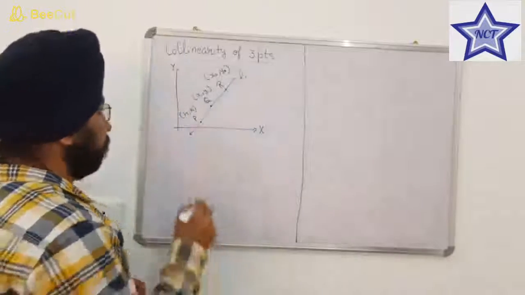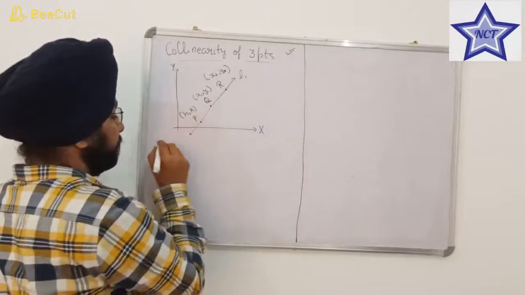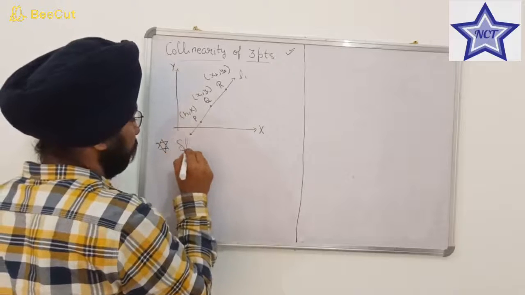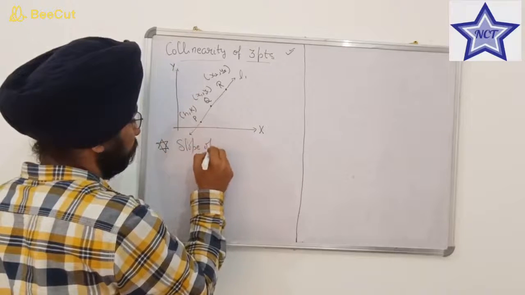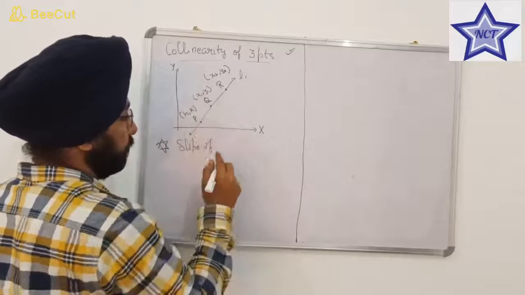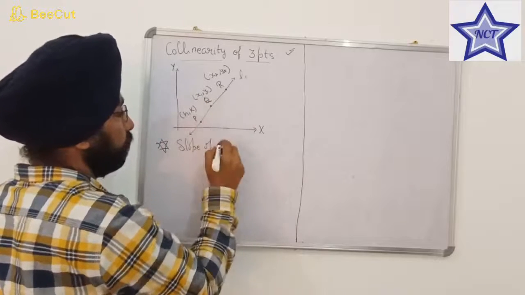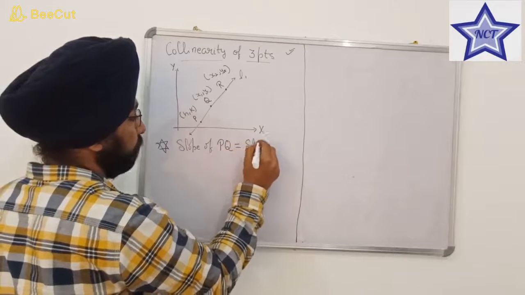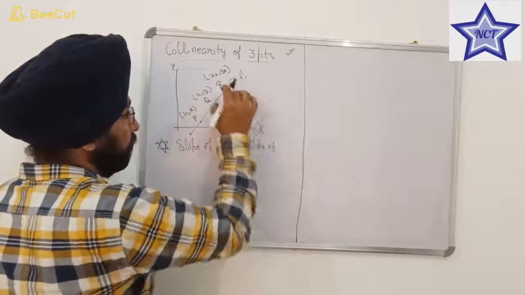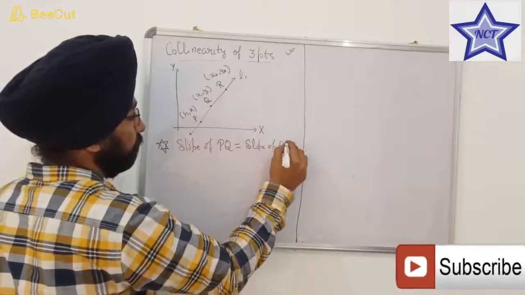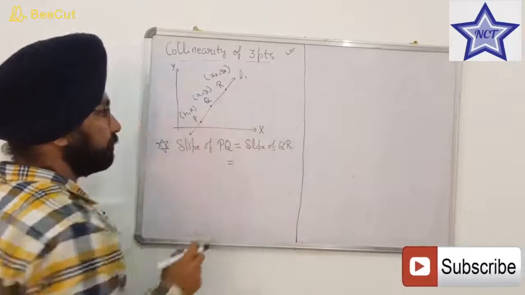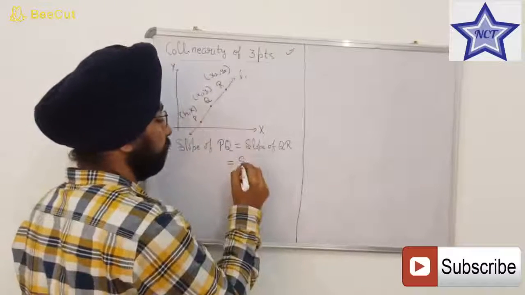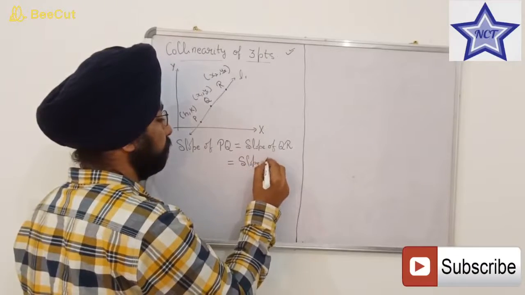So for 3 points to be collinear, the necessary condition is that the slope of the line joining any 2 points, say PQ, must be equal to the slope of line QR. Or I can also write a third condition: the slope of the line between any 2 points, say PR, must also be equal.